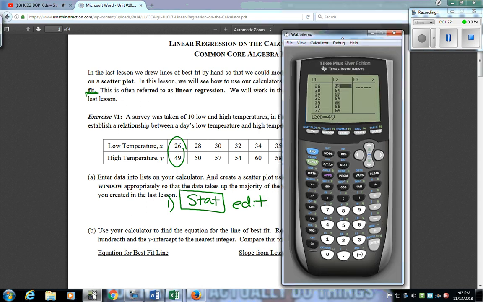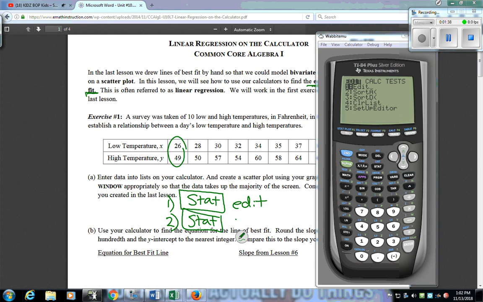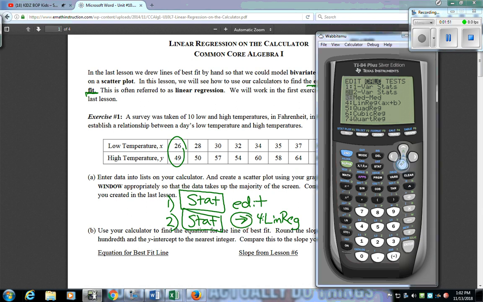So for a linear regression, after you type all your numbers in, you press the stat button again. So I'm going to go ahead and press the stat button. And then you're going to hit the arrow button on the D-pad, and you're going to pick the one that says linear regression, which is number 4. So go down to 4. And then you hit enter on calculate.